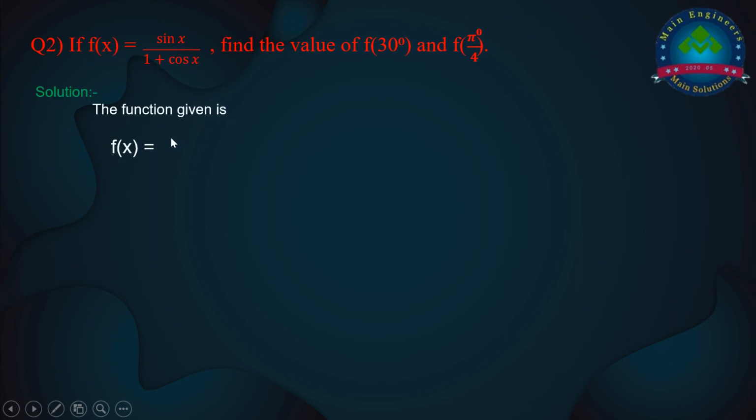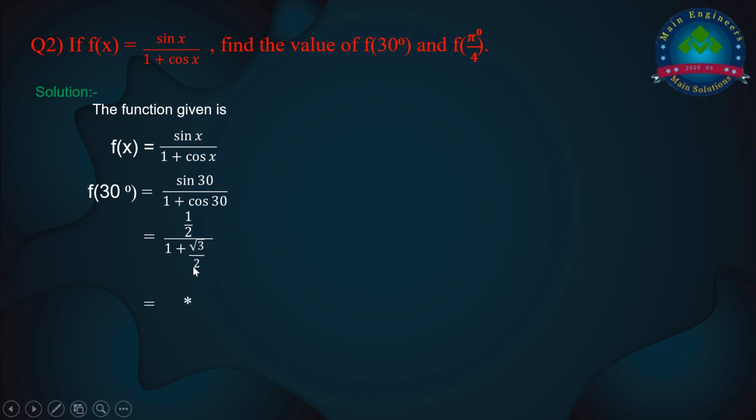So the function given is f(x) is equal to sin x by 1 plus cos x. First we have to find f(30 degree). That means f(30 degree) is equal to sin 30 divided by 1 plus cos 30. We just put the given x value. So sin 30, 1 by 2, divided by 1 plus root 3 by 2.